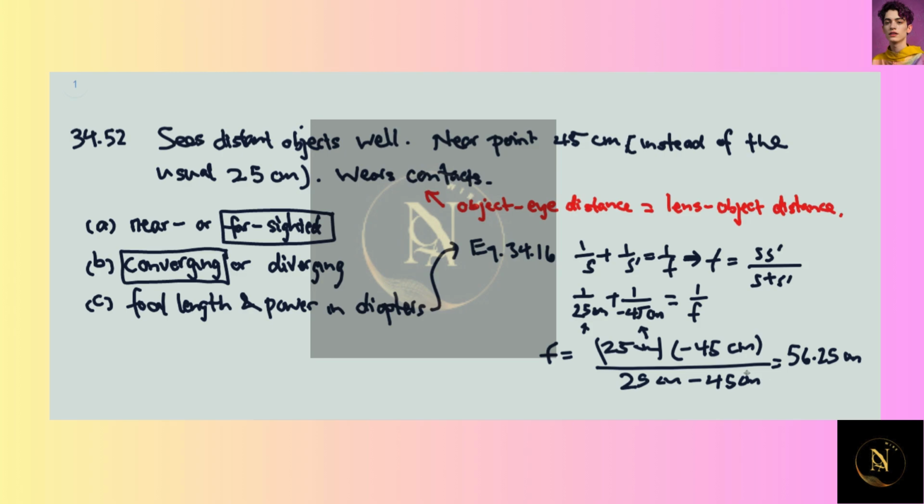centimeters. Let's convert this to meters, because we'll need to do that when you measure in diopters. So that is equal to 0.56 meters. Now to convert to diopters, you just take the reciprocal of f in meters. So that is 1 over 0.56 meters, and that is equal to 1.78 diopters.